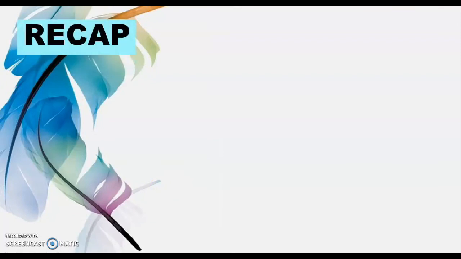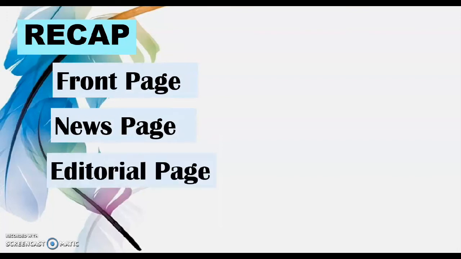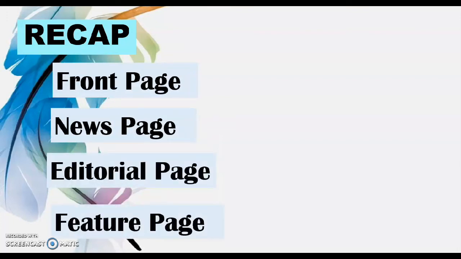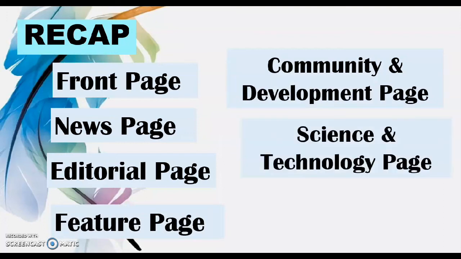Now let's recap what we have discussed today. The different parts of the school paper are front page, news page, editorial page, feature page, community and development page, science and technology page, and the sports page. Now that you are equipped with the knowledge on the different parts of the school paper, it's time to measure how this session has helped you in learning the lesson.